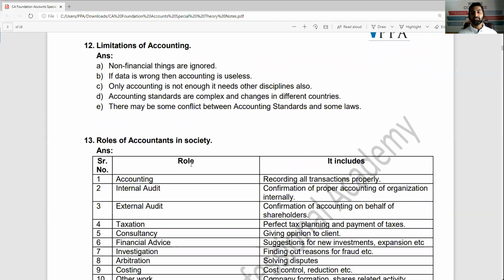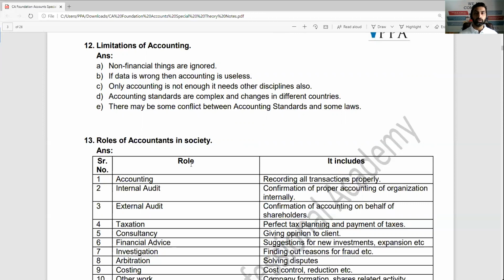But of course, even though it is so famous, there are some limitations of accounting, like non-financial things are ignored. The profit of an organization is increasing, but how are you increasing that? Are you affecting the quality of the product? Is there any impact on nature? Is there any air pollution or water pollution happening due to your production? That is not considered. If data is wrong, then accounting is useless.